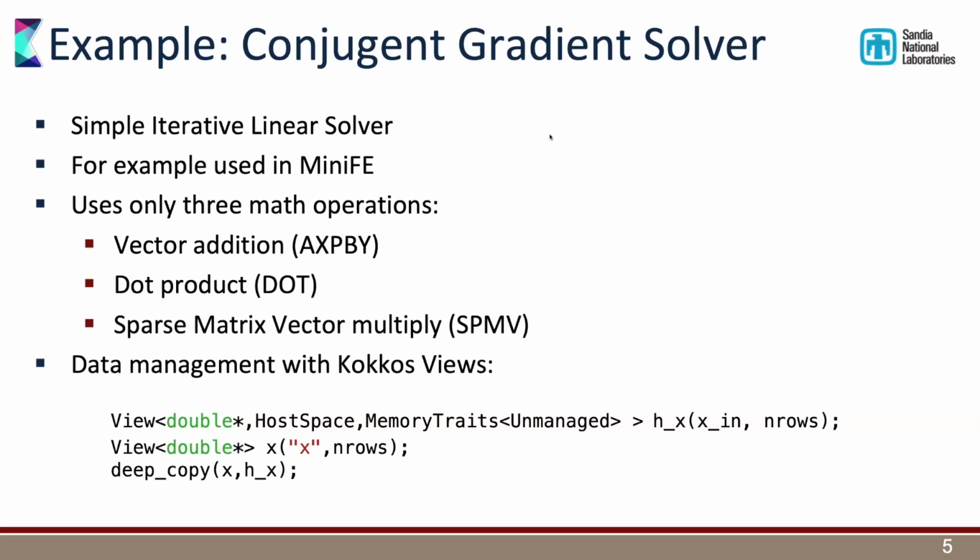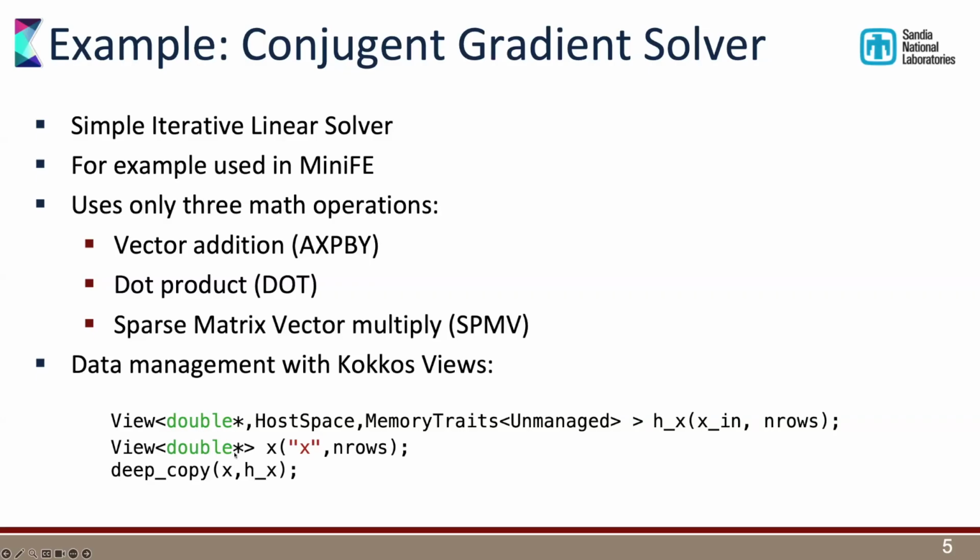So first off, we've talked about data management. This is where you get a little higher level with Kokkos. So you're going to have these views. They're Kokkos views. And within them, if you're not familiar with C++, you have these brackets, and inside here is your template policy. So this is saying give me a double pointer in the host space and it's unmanaged memory. So this will be our host X array. It's going to be the number of rows we have, and we're going to pass in some input to fill it with.